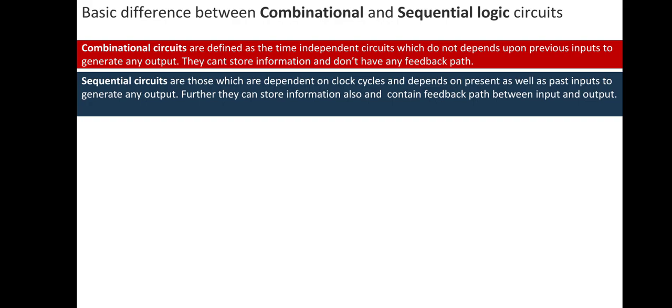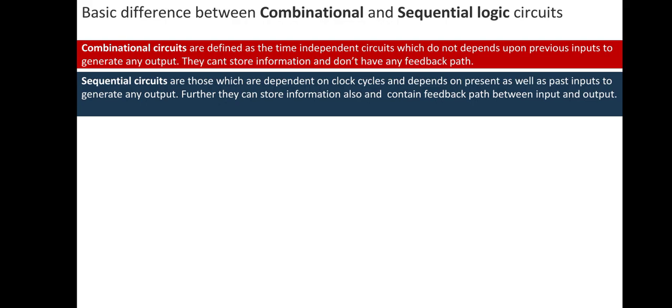Okay, and in that case, if you remember, the output was totally dependent on the present inputs, and there was no feedback also. Meaning, if you give input to the combinational circuit, you will get your output based on the present inputs. Okay, that was simple, that was smooth. But in the case of a sequential circuit, we are going to make some changes in the combinational circuit itself. And after those changes, the circuit will be considered a sequential circuit.